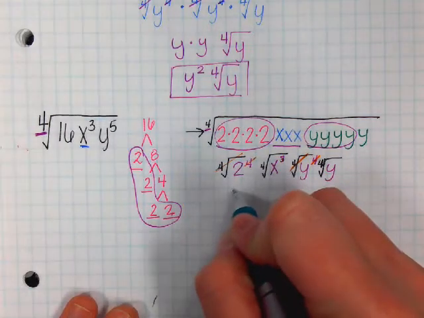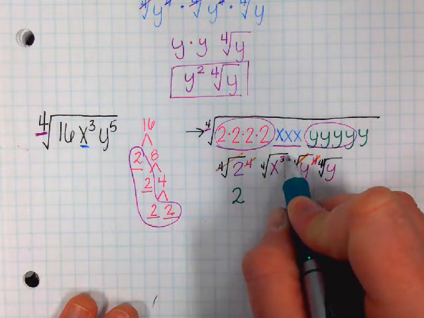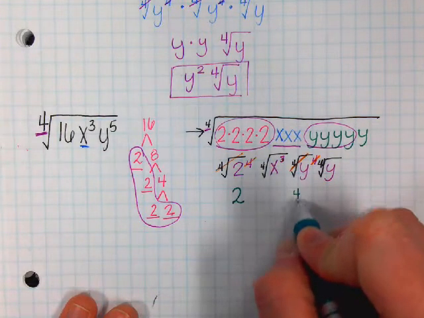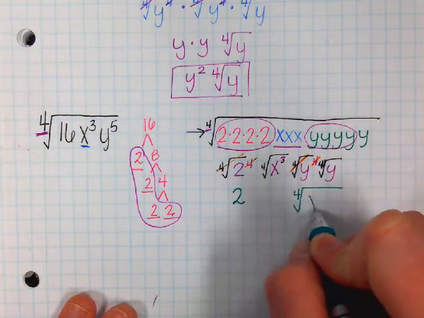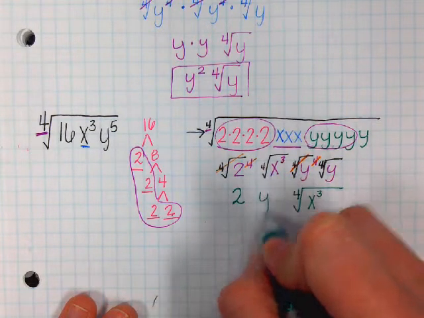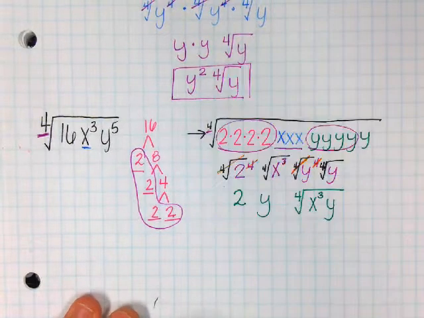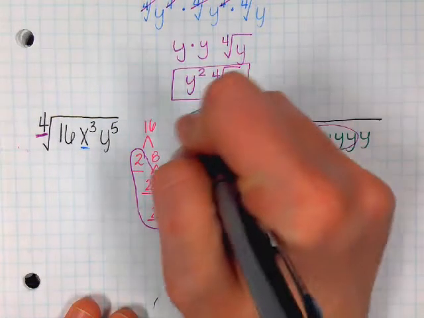And this is a little bit hard to see just because of the numbers. Notice that and that canceled, so we're left with 2. This one is still under the fourth root, so that one needs to stay under the fourth root. So we have x cubed still under there. And then this y canceled, and then there's a y still remaining.